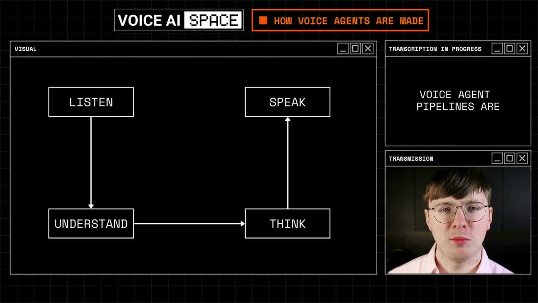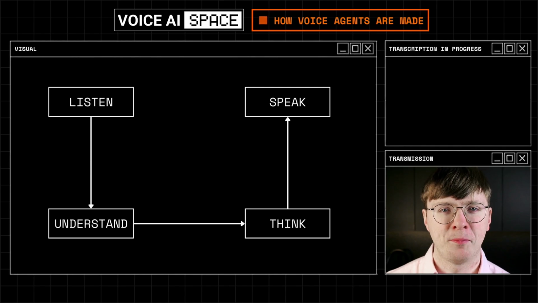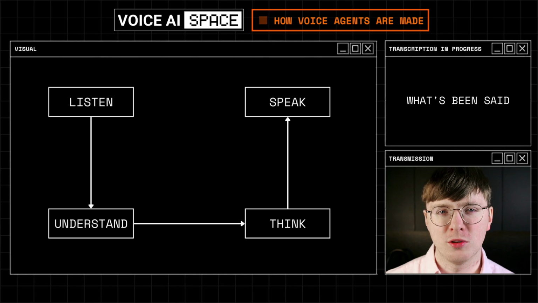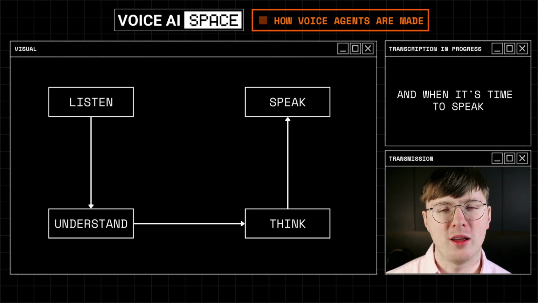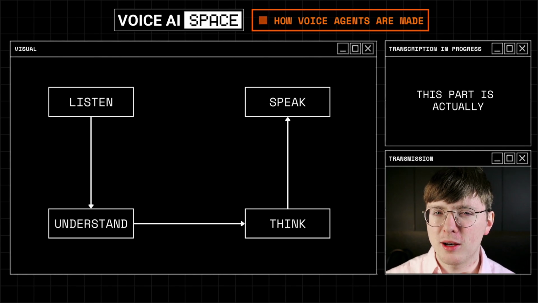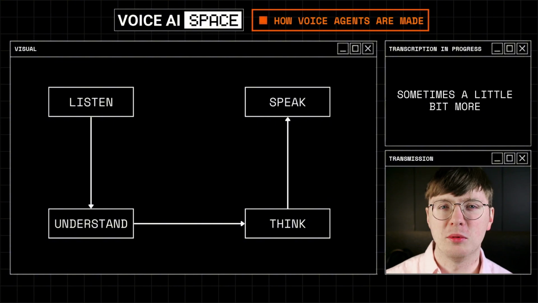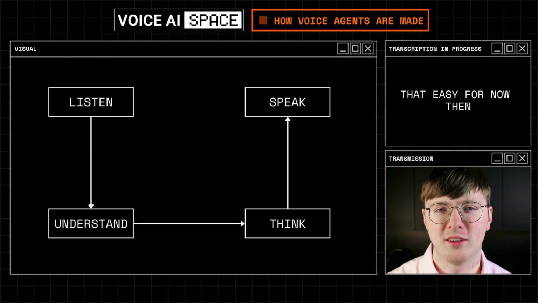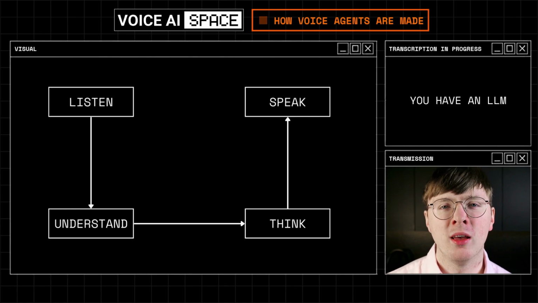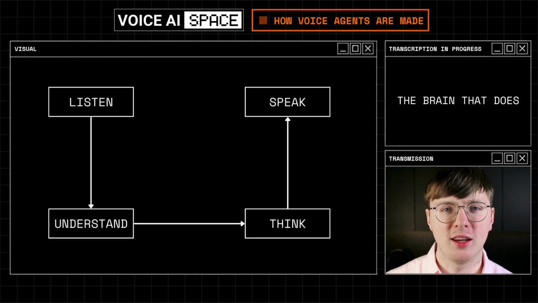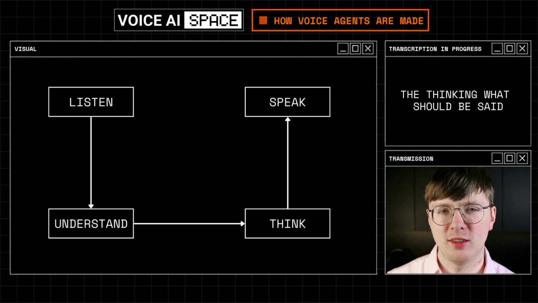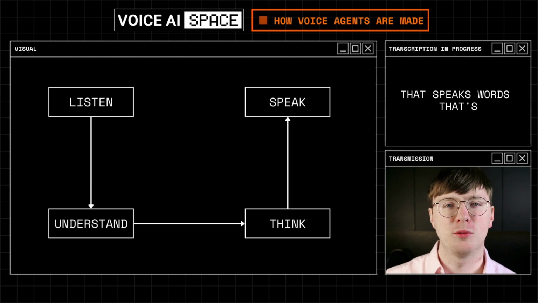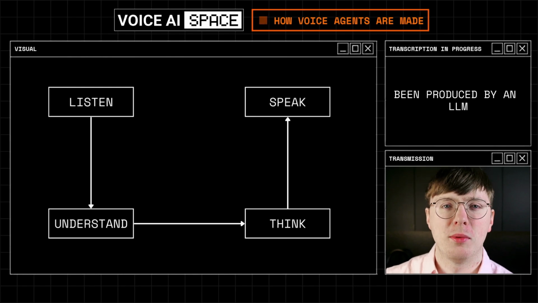Voice agent pipelines are very similar in that sense. You have speech detection that tries to understand what's been said and when it's time to speak. This part is actually sometimes a little bit more complicated than that, but let's assume it's that easy for now. Then you have an LLM, the brain that does the thinking, what should be said. And then you have a text-to-speech model that speaks the words that have been produced by the LLM.